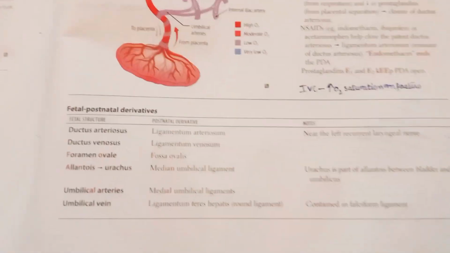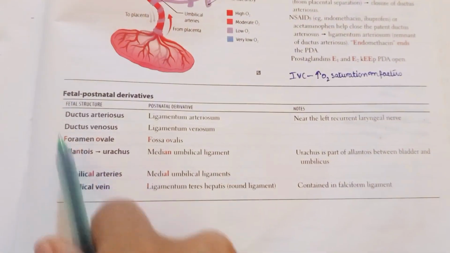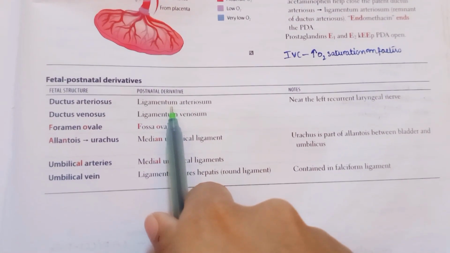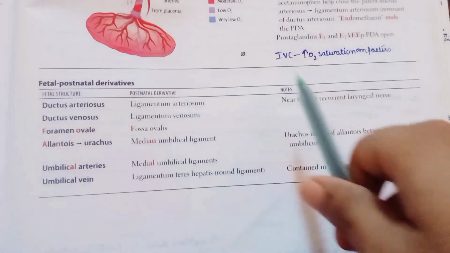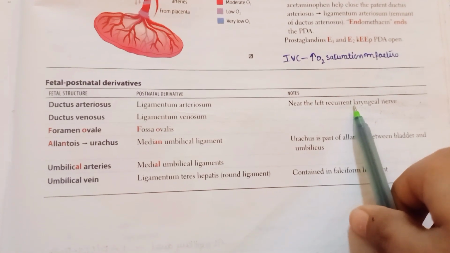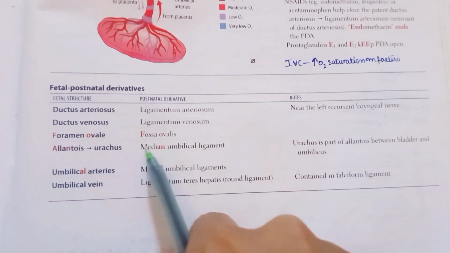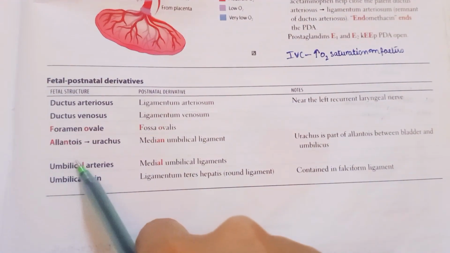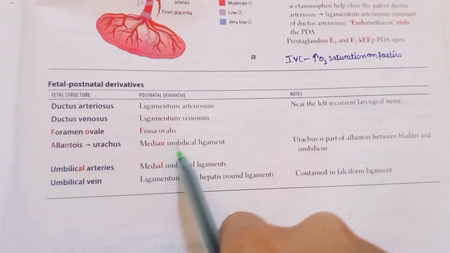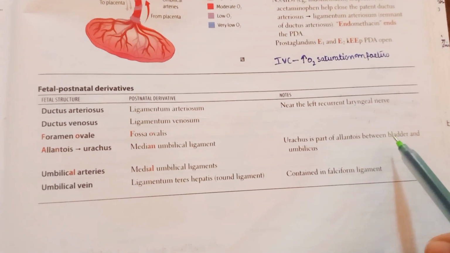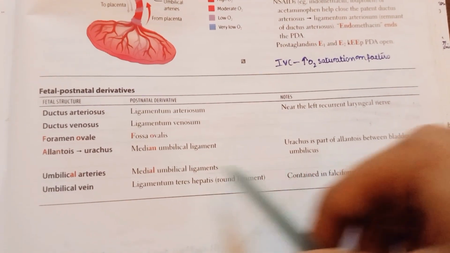Now coming to the fetal postnatal derivatives. So ductus arteriosus is called ligamentum arteriosum after birth. It is present near the left recurrent laryngeal nerve. Ductus venosus is called ligamentum venosum. Foramen ovale is called fossa ovalis. Allantois, that is urachus, is called median umbilical ligament. Actually urachus is a part of the allantois which is situated between bladder and umbilicus.